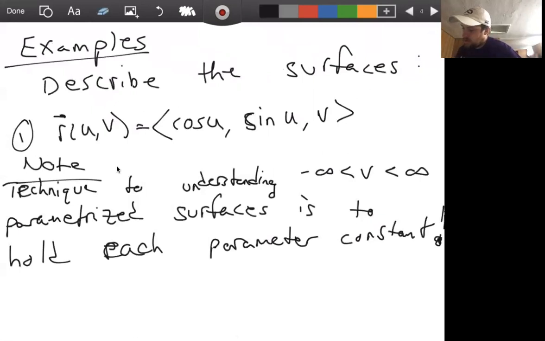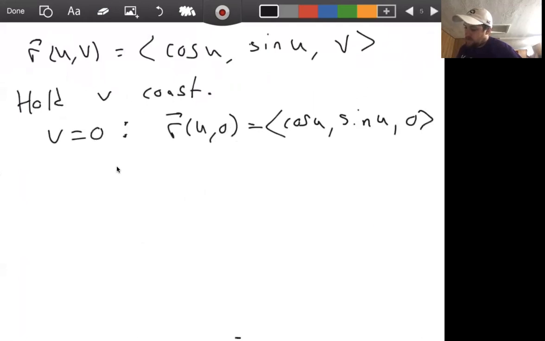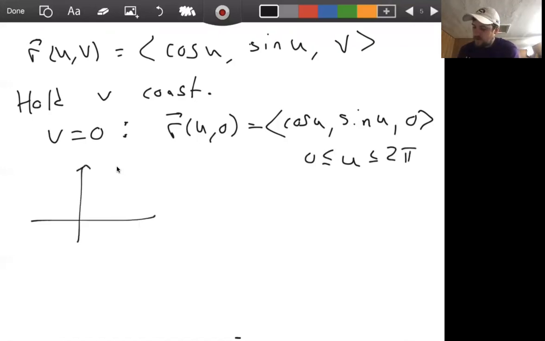I made a small error. I would like u to vary between 0 and 2 pi. My apologies. So we have that u is varying between 0 and 2 pi. Well, we know what the parameterization is; now this is just a single variable parameterization. So we're looking in the xy plane, and this is a circle of radius 1, right? (cosine u, sine u) parameterizes a circle of radius 1.